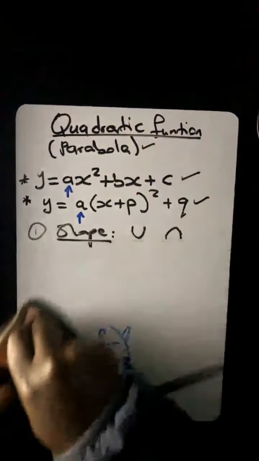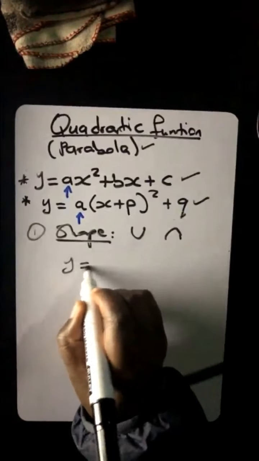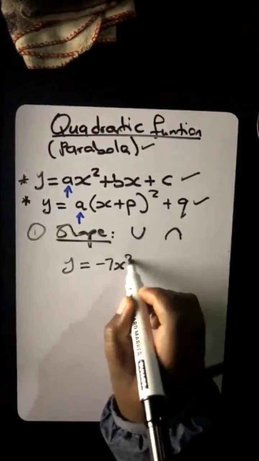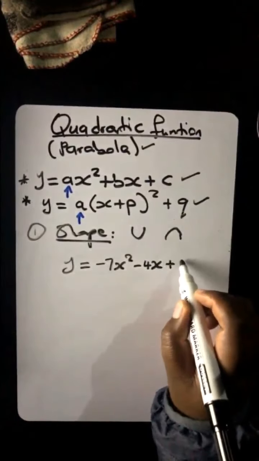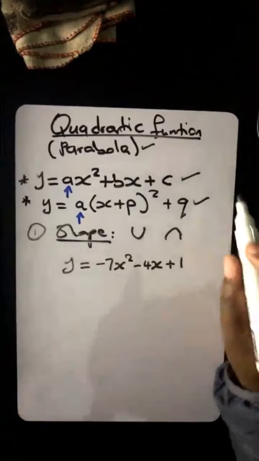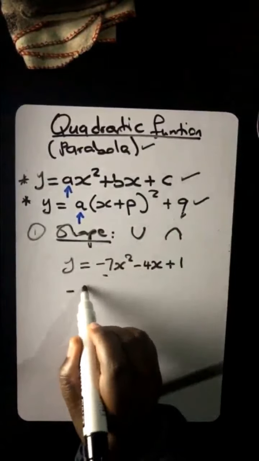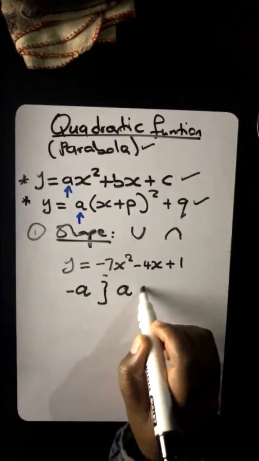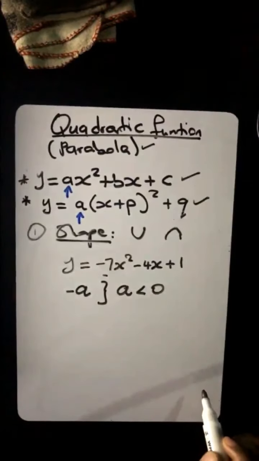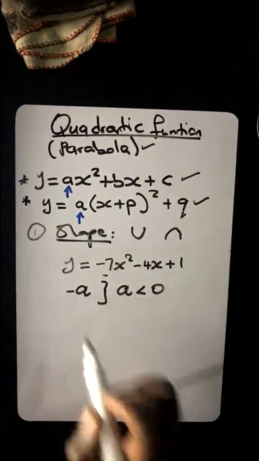So now let me give a different example where you've got, let's say, y equals -7x squared, minus 4x plus, let's say, 1. Ladies and gentlemen, in this case, can you see we've got a negative a value? In other words, this is where a is less than 0. For a letter to be less than 0, it simply means it's a negative value.